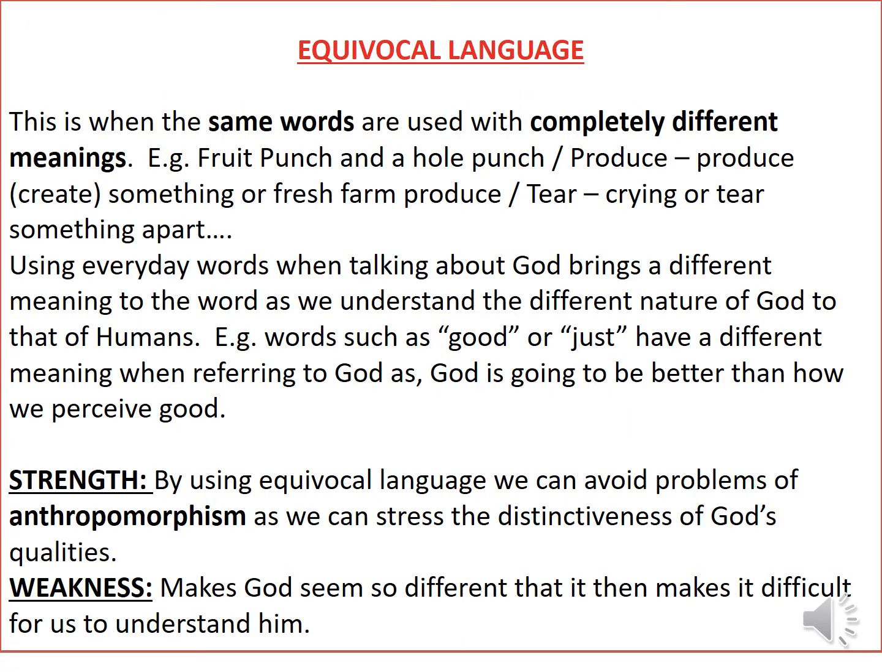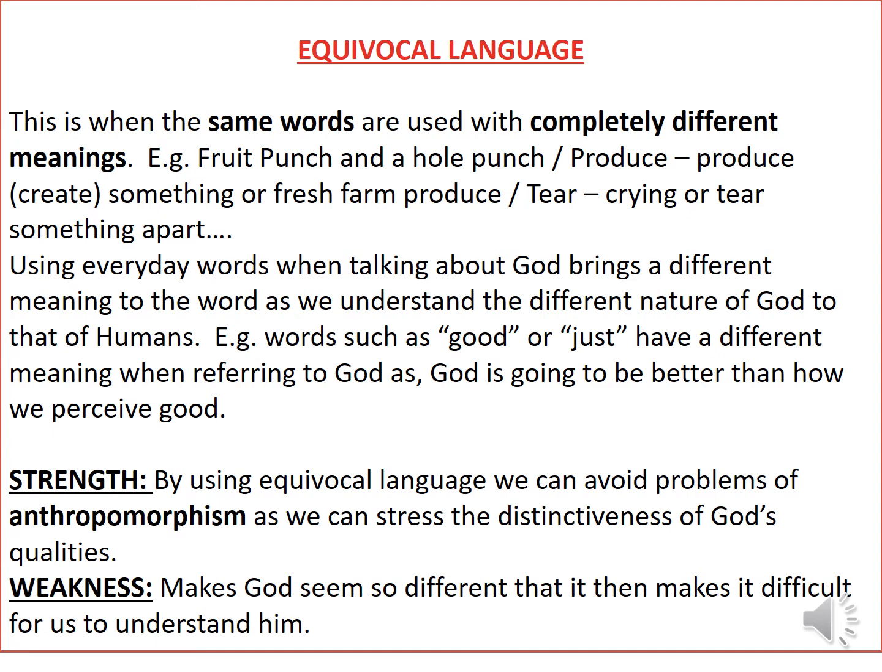Equivocal language is when you've got one word which has 2 different meanings. Equivocal, again, if you split it up, equi is a bit like the word equal, and vocal again meaning vocabulary. So it's one vocabulary which has equal or separate meanings depending on the different scenario in which you use it. For example, you've got fruit punch and hole punch. They're different because a fruit punch is a drink and a hole punch is an object. So the word punch there means 2 different things.